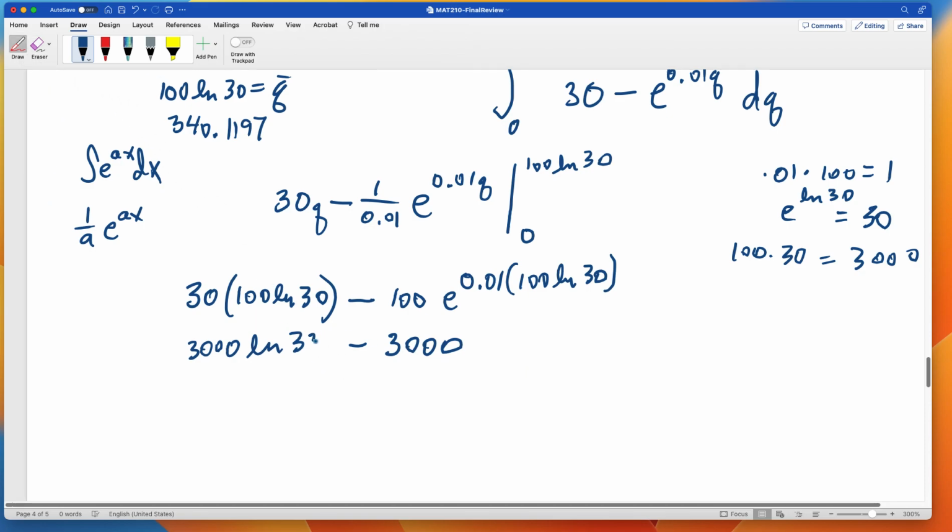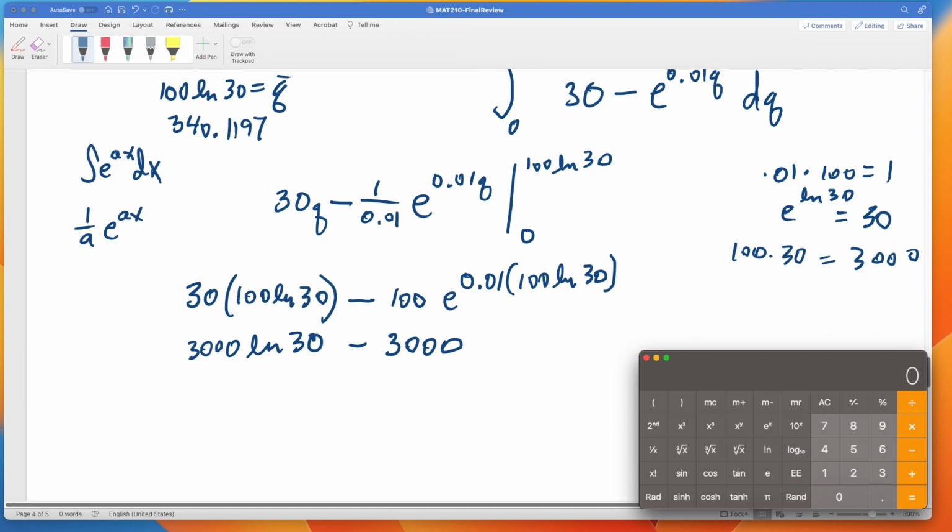Natural log of 30. Okay, let's come back. Where's that calculator? Okay, so we'll take the natural log. Oops, you have to put in 30 first. Take its natural log, it gives you that answer. We multiply it by 3,000, we get this number, and then we subtract 3,000, and we get that number, 7203.59.